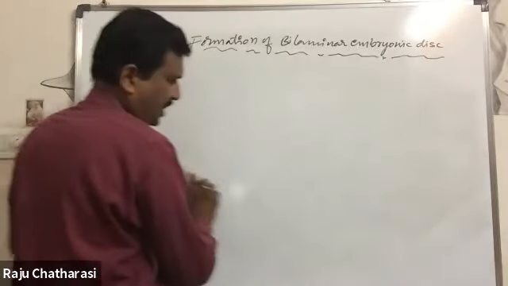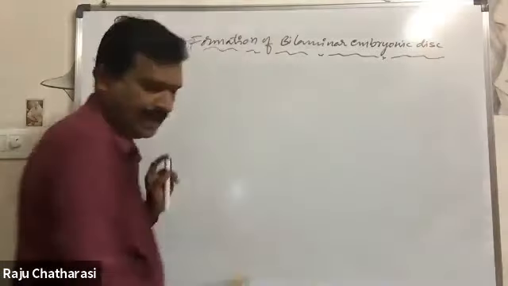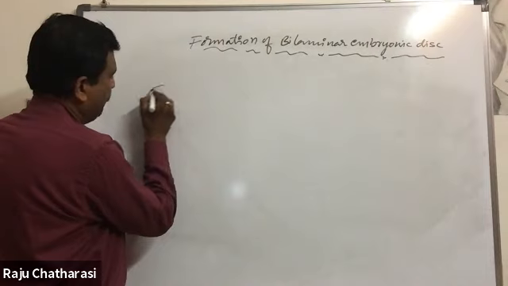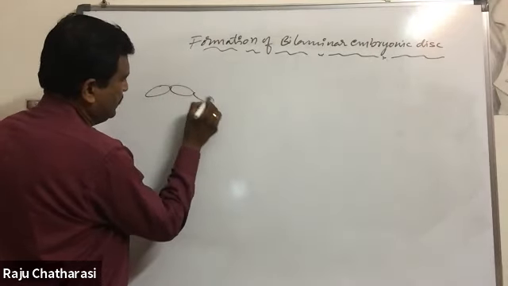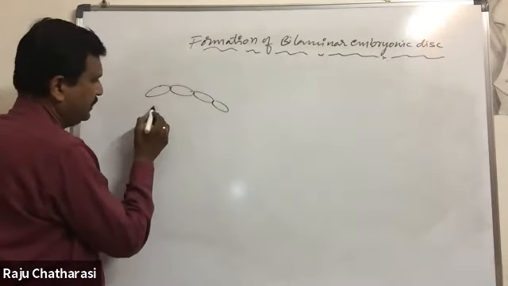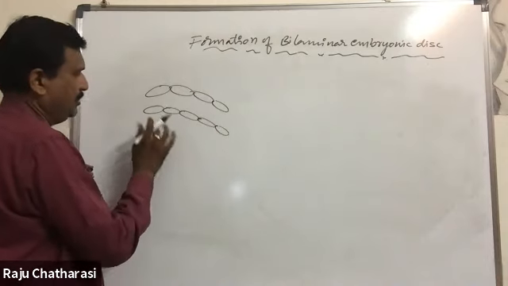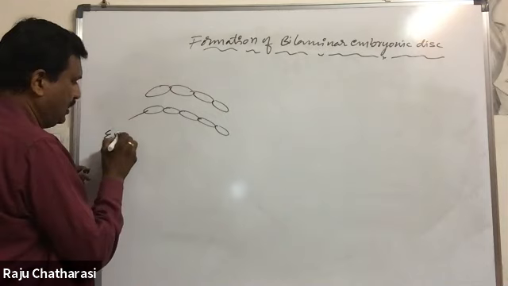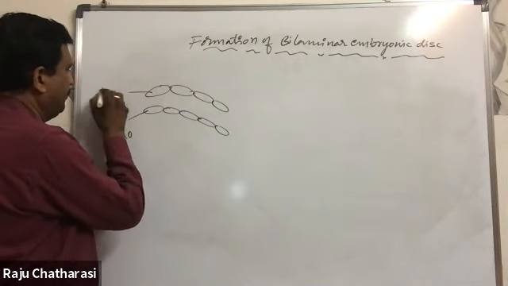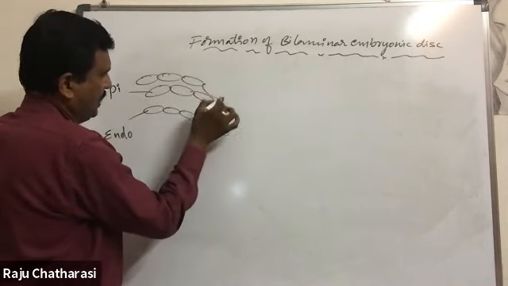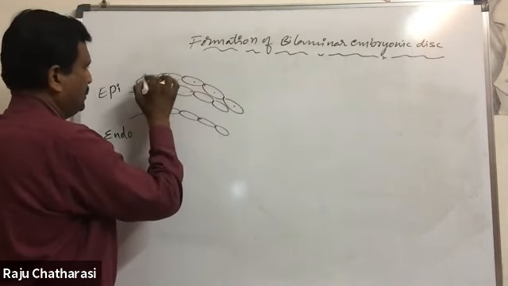Now just forget about the yolk sac. Let us discuss the epiblast. This is the epiblast, and this is the endoderm. And here the outer layer, the trophoblast, is there. This is the trophoblast.